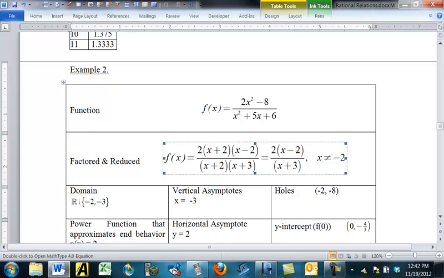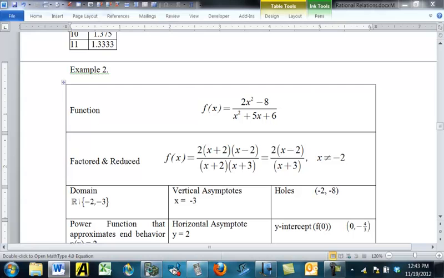You get negative 2 minus 2 is negative 4 times 2 is negative 8. Negative 2 plus 3 is 1. Negative 8 divided by 1 is negative 8. So you actually get a point. If you didn't have this restriction, the right side here, y equals 2 times x minus 2 over x plus 3 would actually have the point negative 2, negative 8 on it. But this one on the left would not have that. You can see that in your calculator like this.